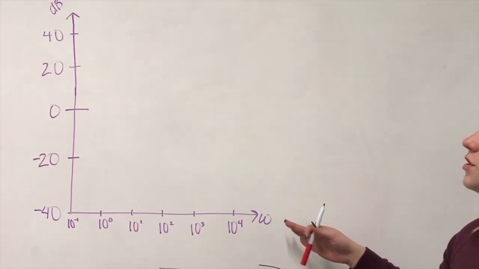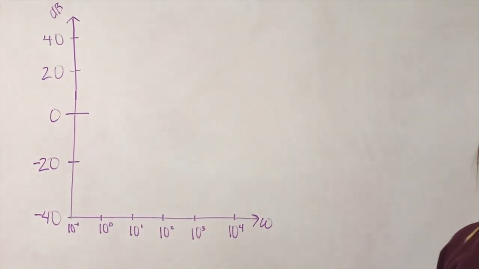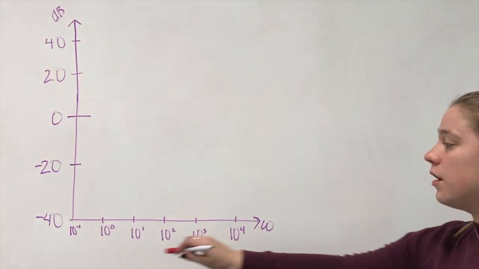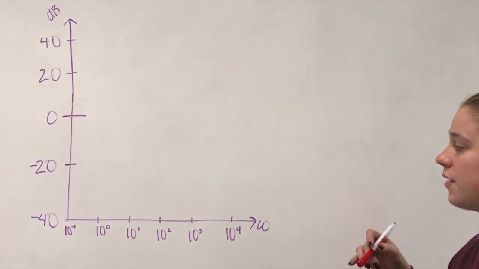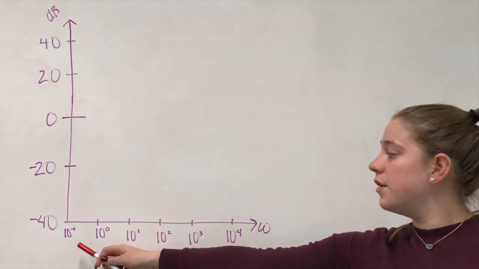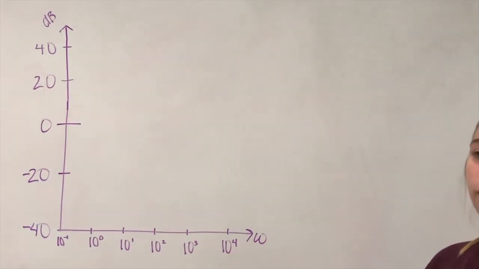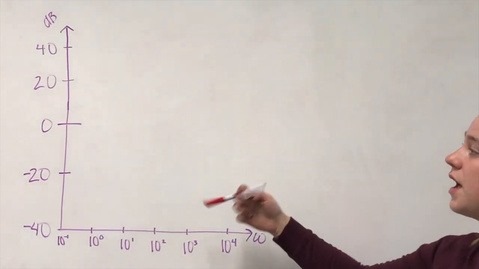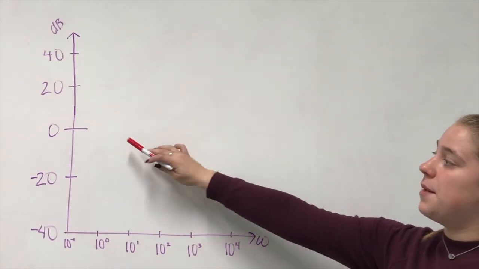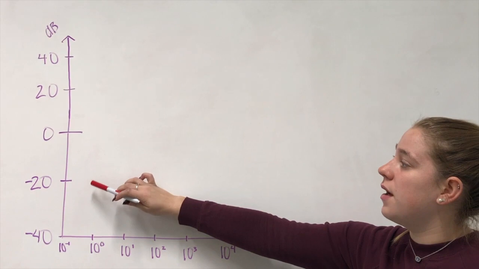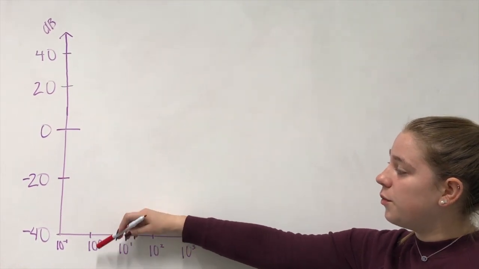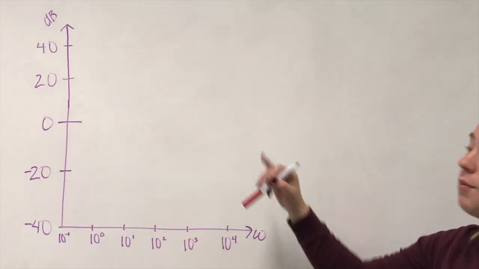So here we see just the regular axes for a Bode plot. Here we have our logarithmic scale in radians per second, starting at 10 to the -1, going by factors of 10 all the way to 10 to the 4th. And on the y-axis we have decibels. We put 0 about center, and then we went down -20 decibels all the way to -40, and then up in the same direction.